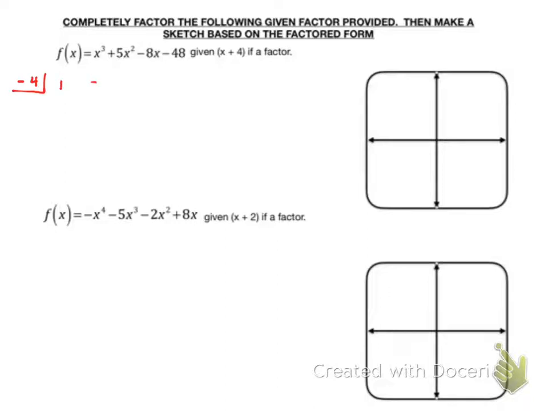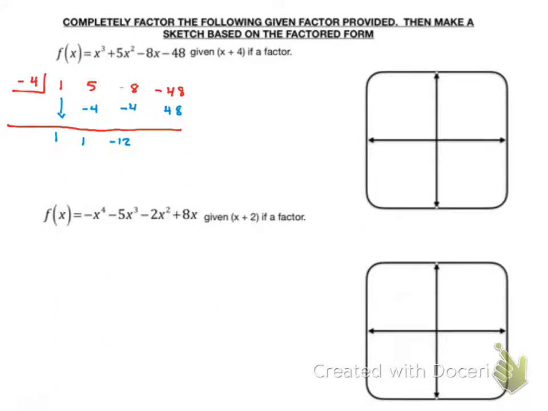So we just put the coefficients down. That's 1, 5, -8, and -48. So now let's start our synthetic division. First thing we're going to do, we're going to bring down this 1. -4 times 1 is -4. 5 plus -4 is 1. 1 times -4 is -4. -8 plus -4 is -12. And then -4 times -12 is a +48, so we don't have a remainder here.